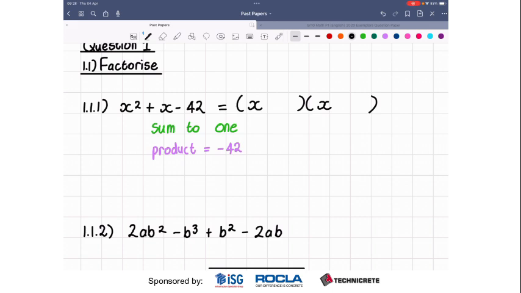But I'm not just looking for the factors of 42. I'm looking for the factors of 42 that have a difference of 1, right? And that happens to be 6 and 7. So I can write 6 and 7 here.